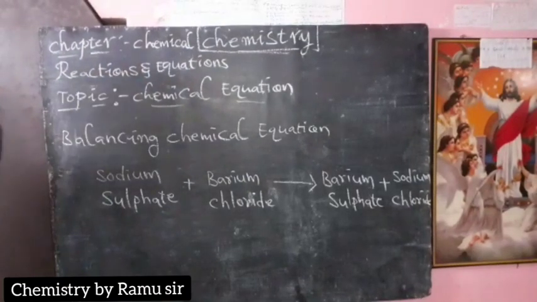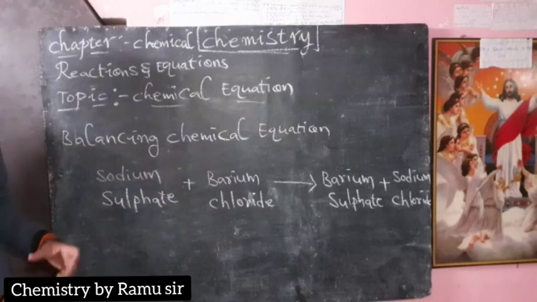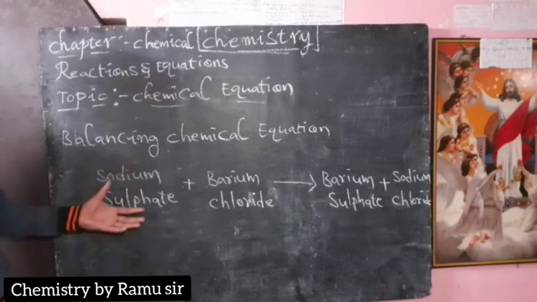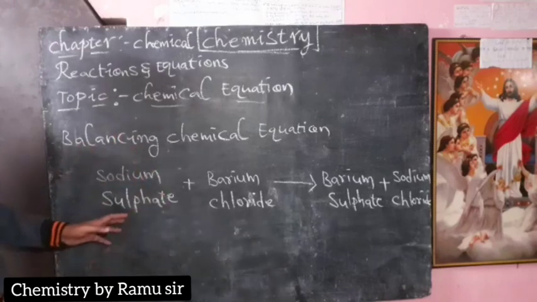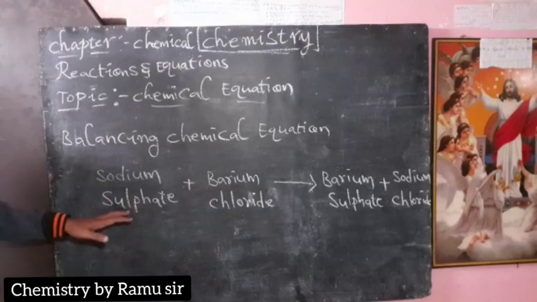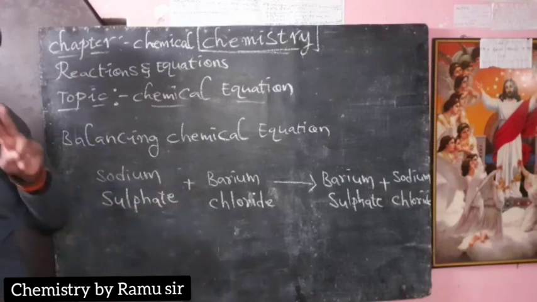Already we discussed this in the last class. A word equation we write with chemical names. These are all chemical names. So we construct the word equation by using the names of the substances, means by using their chemical names. I wrote it like this. So this equation we call a word equation. Here, the substances which participate and undergo a chemical reaction, we call them reactants. Sodium sulfate and barium chloride are the two reactants.